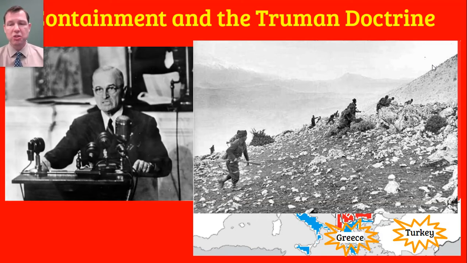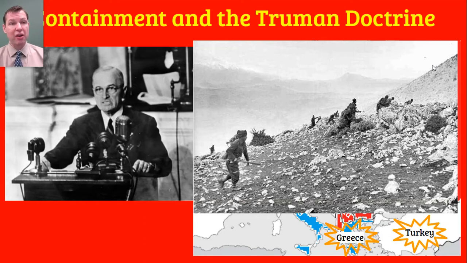The United States would use our resources to assist governments that were in danger of being overthrown by communism, to help prevent them from being overthrown by communism. And so the Truman Doctrine was a way of practically implementing the containment policy. In the containment policy, we said we're going to actively work to stop communism from spreading.